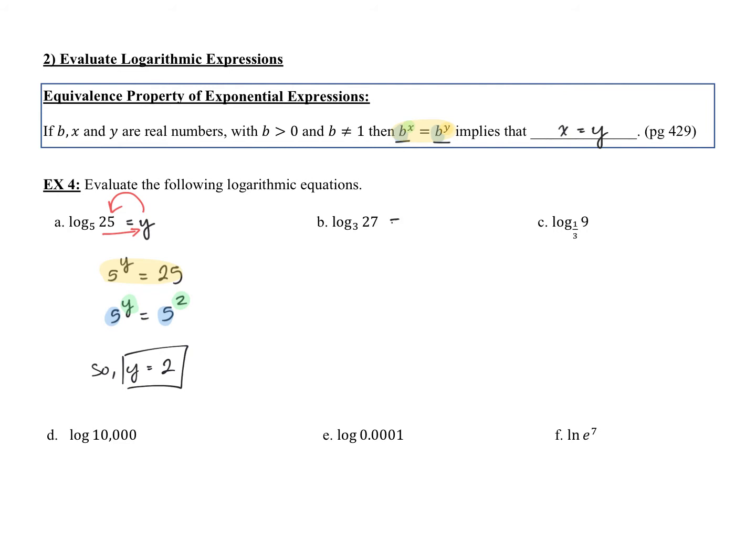All right, so for part B, we'll go ahead and set this to y once again. Let's go ahead and switch to exponential form. Then we have 3 to the y power equals 27. The bases aren't the same yet, so we're going to change 27 to base 3. So that looks to be 3 to the third power. Oh, the bases are now the same, so we can go ahead and equate the exponents. y must equal 3.